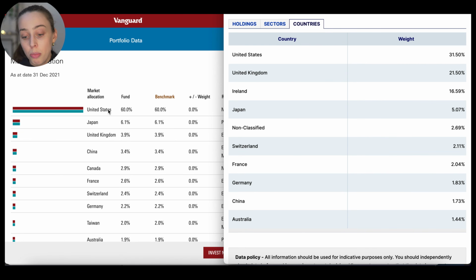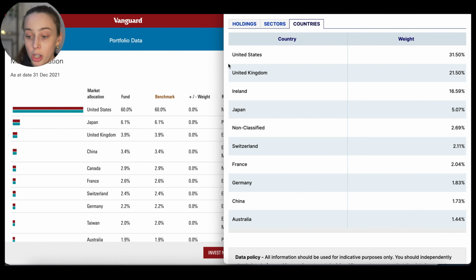So you can see the Global All Cap has 60% to the US, 6.1% to Japan, and then about 4% to the UK. This makes complete sense. This is going in order of the biggest economies in the world. The UK makes up about 4%, and that has been demonstrated here at 3.9%.